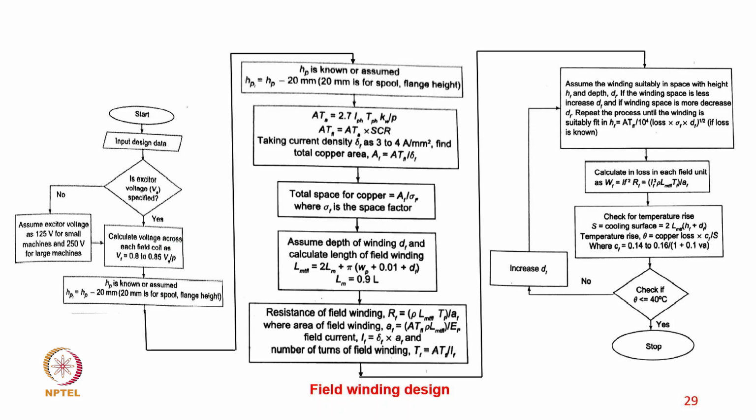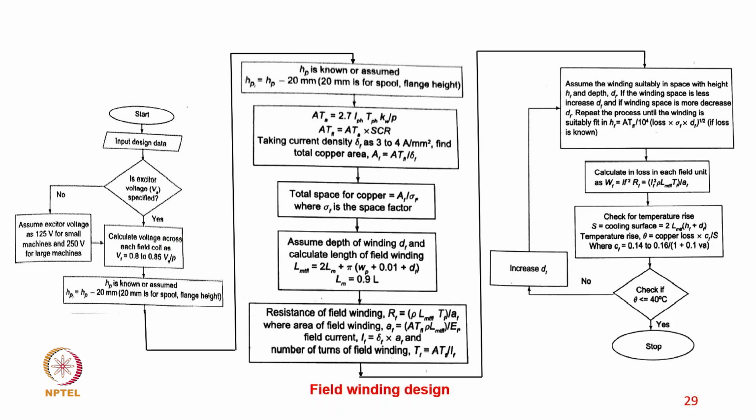HP known or assume, so HP equal to HP minus 20 mm, 20 mm is for spool and flank height. ATF equal to 2.7 IPS TPS KW upon P, AF equal to ATF divided by delta F, taking current density sigma F as 3 to 4 ampere per millimeter square. Find the total copper area AF equal to ATF upon delta F. Total space for copper is AF into sigma R, and sigma R is the space factor.